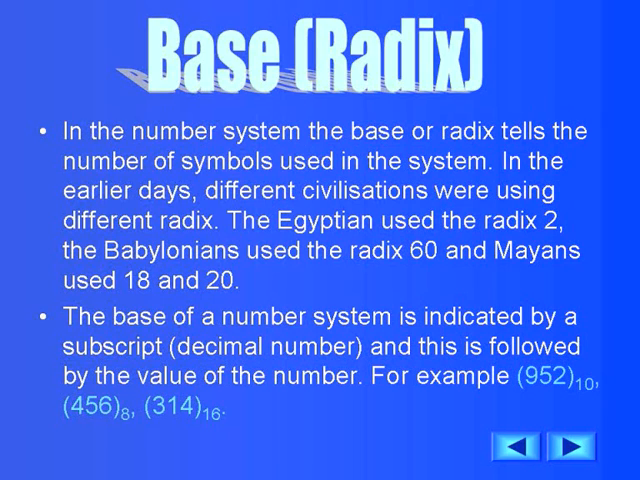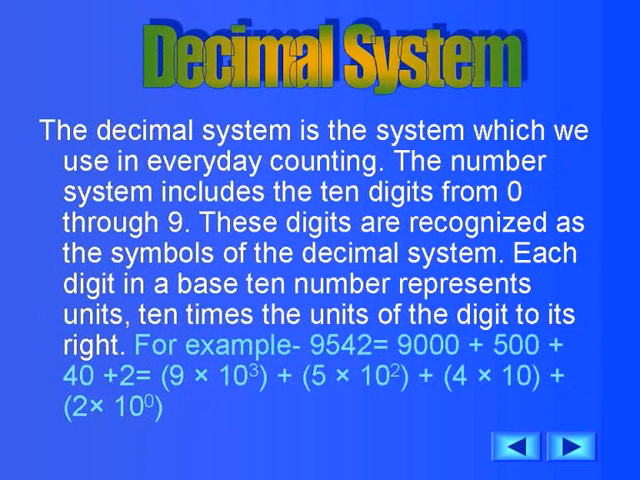The base of a number system is indicated by a subscript, which is followed by the value of the number. For example, 952 in decimal is written with base 10, 456 in octal is written with base 8, and 314 in hexadecimal is written with base 16.